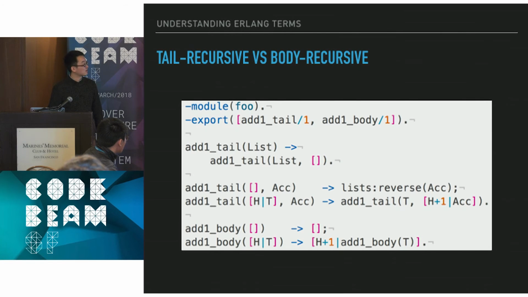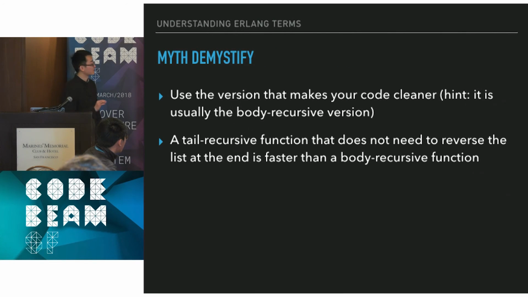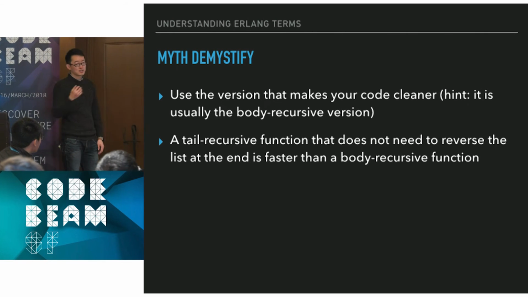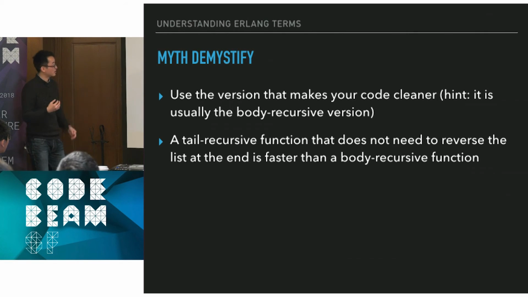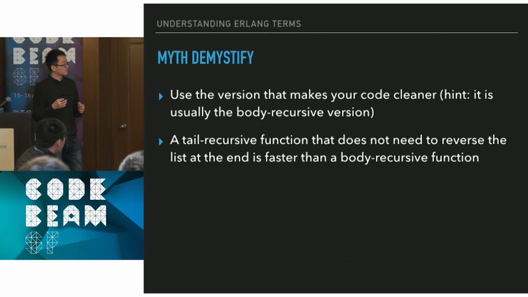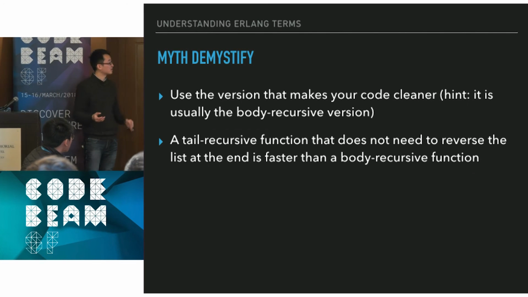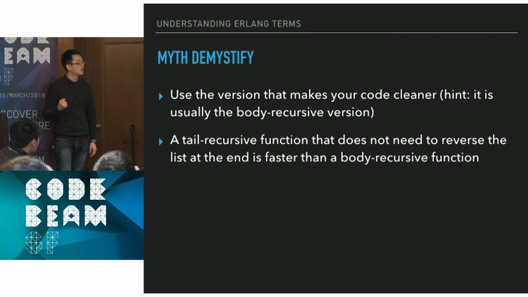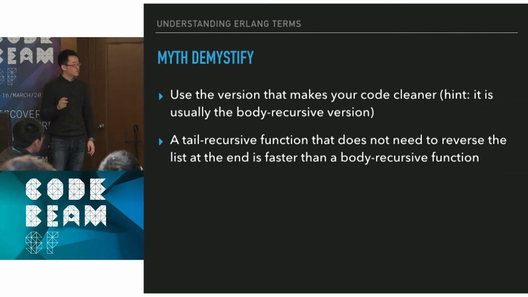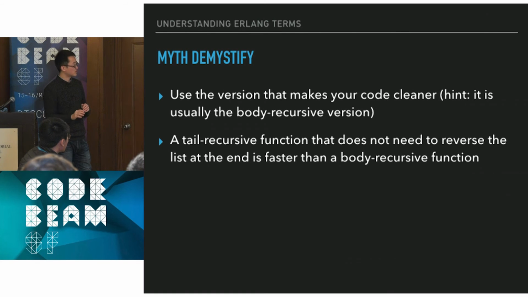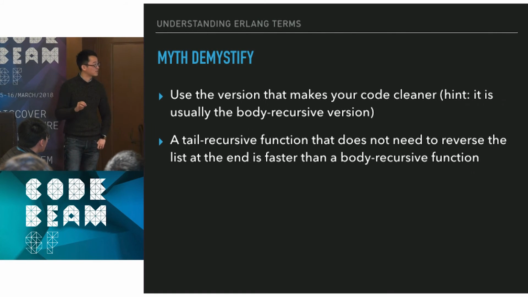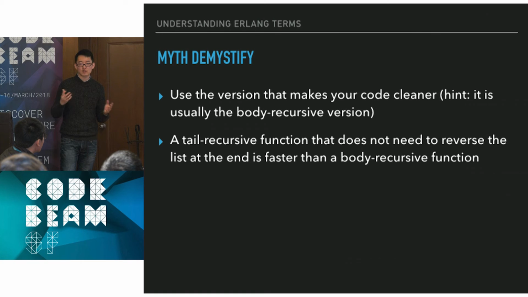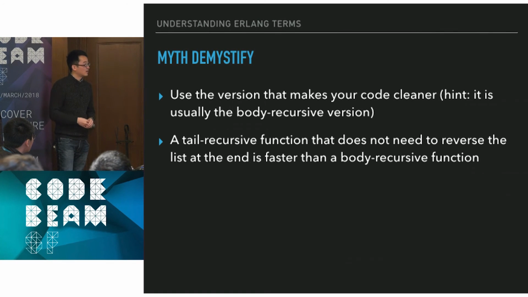So the conclusion on this, it's the same as the Erlang efficiency guide. It says use the version that makes your code cleaner, which is usually the body-recursive version. And also, it says a tail-recursive function that does not need to reverse a list at the end is faster than the body-recursive function, which also makes sense, because if we need to reverse the list in the end, that reverse part will take a lot of time.